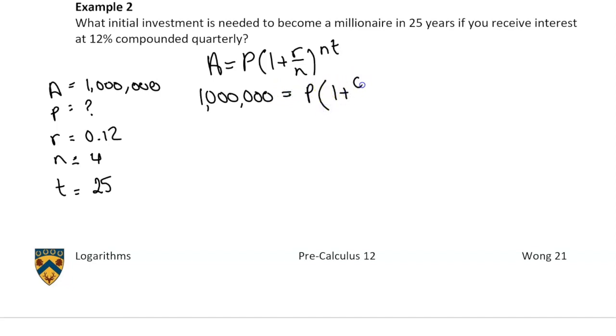Okay, our rate is 12%, and that's going to be for 4 times 25 right there. Okay, so depending on how you want to approach this, what you may want to do is, with the previous question, we just put that all in our calculator in one go. With something like this, we want to isolate for P.